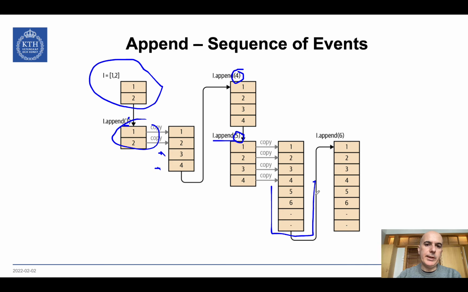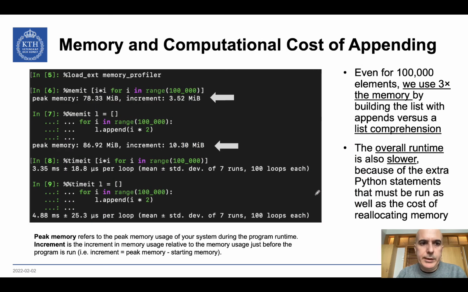We copy the list and then we add our element. So the important part of these slides is that whenever we do an appending operation, there may be an over allocation and there might be a copy of the old list into the new list. And that, of course, takes quite some time. So let's look at the computational cost, both in memory and in execution time.